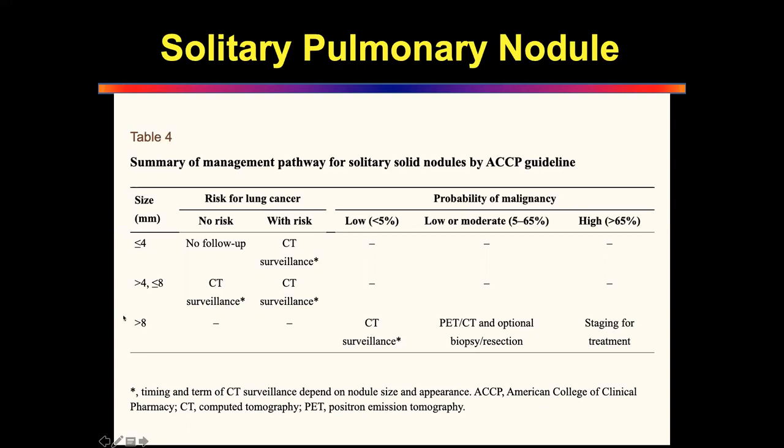But if more than 8, if it's a low risk, CT surveillance. Low or moderate risk, you need a PET scan, and then discuss with the patient and you may or may not do biopsy. And if it is high risk, you definitely stage him for treatment. Did you get this? These three slides are all that you have to understand. The third slide is coming in a minute.